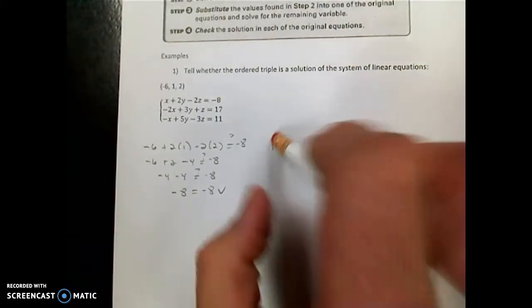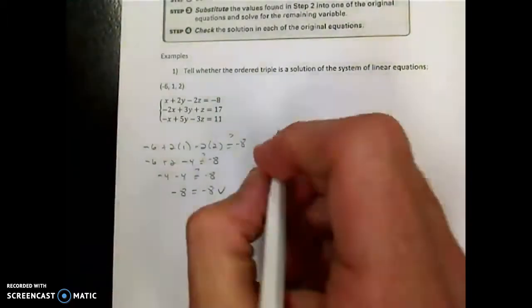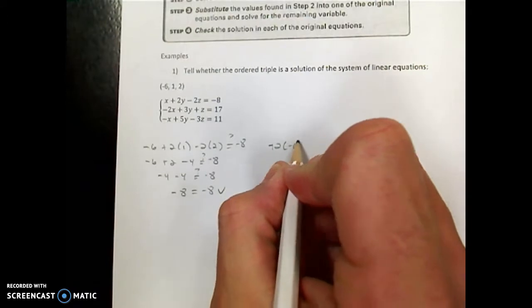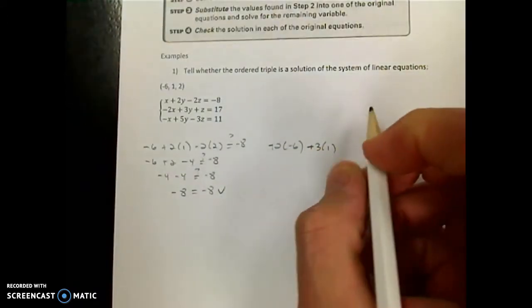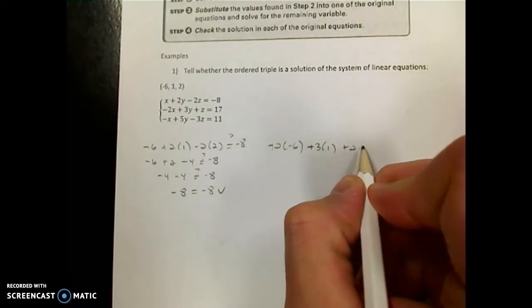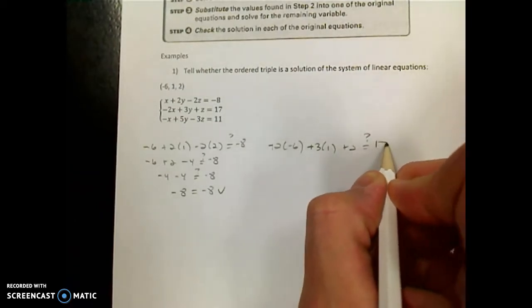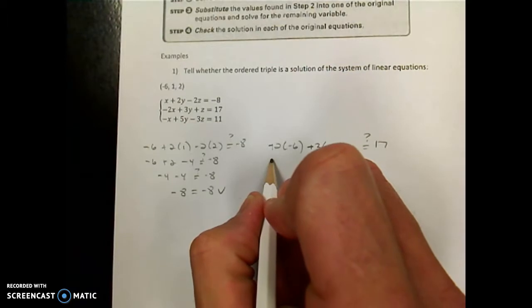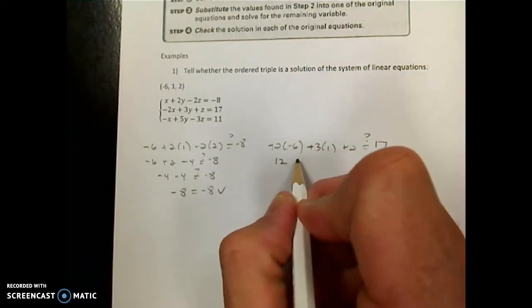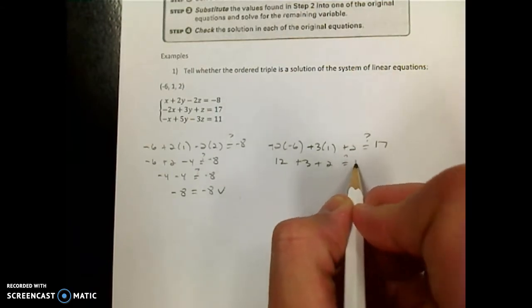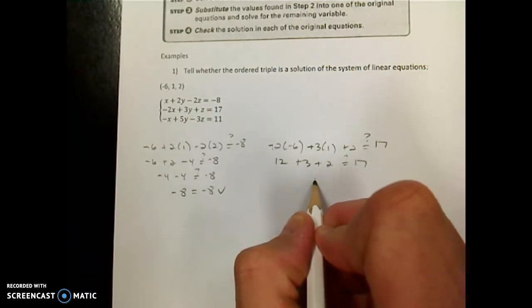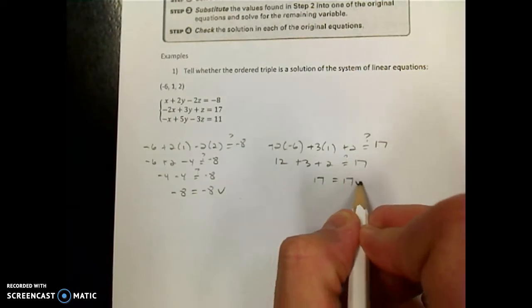So negative 2 times negative 6 plus 3 times 1 plus 2. We're checking to see if that's equal to 17. So positive 12 plus 3 plus 2. 12 and 3 is 15, plus 2 is 17. That one checks out.